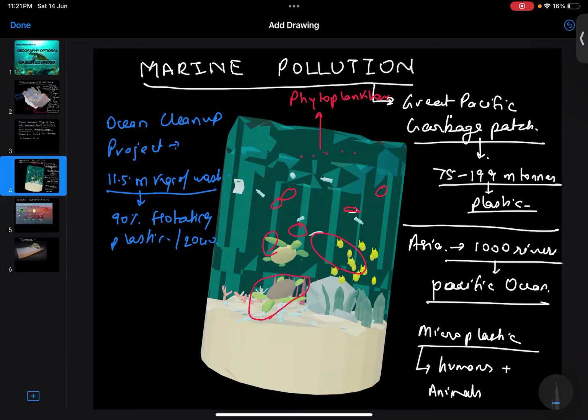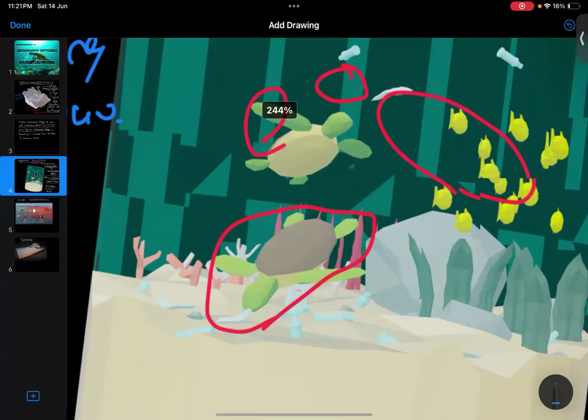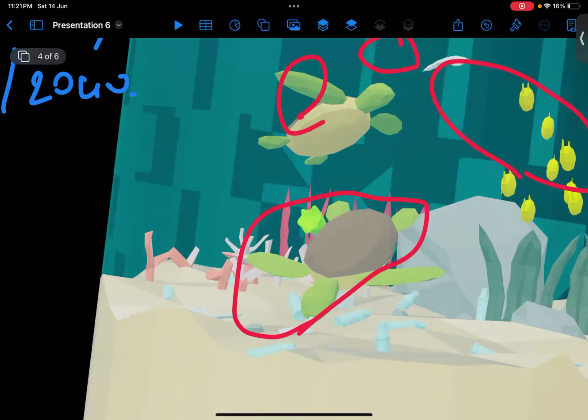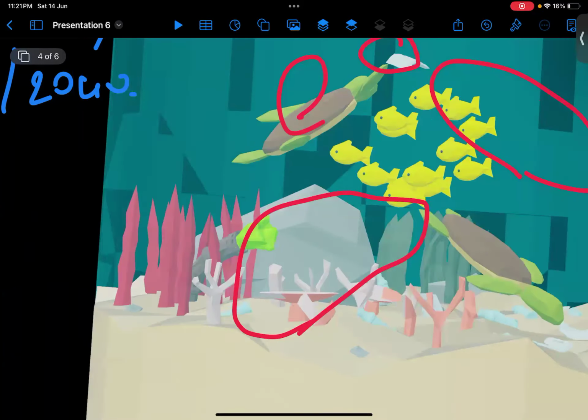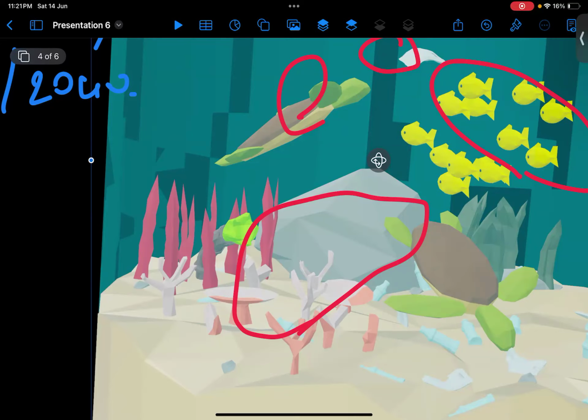Here we can see that the organisms present inside the ocean are feeding on this plastic material, which is very difficult for us to see. It is very important for us to see how it can be removed from the oceans. So this is one of the initiatives, in the form of the Ocean Cleanup Project.